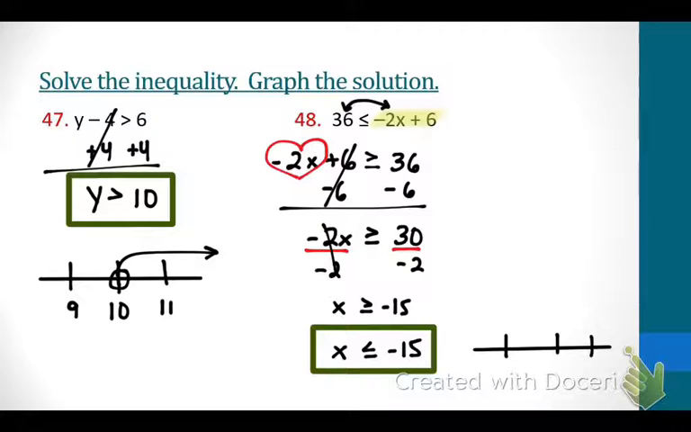Einar, what number goes in the middle? What goes to the left? And to the right? Is it open or closed? It is a closed circle because there is an equal sign. And which direction should the arrow go? To the left because all solutions are less than negative 15. Any questions on that number?